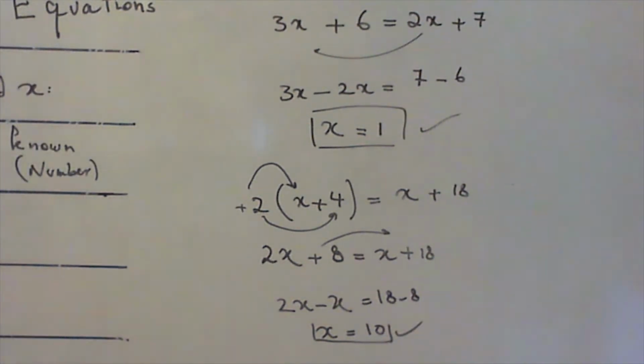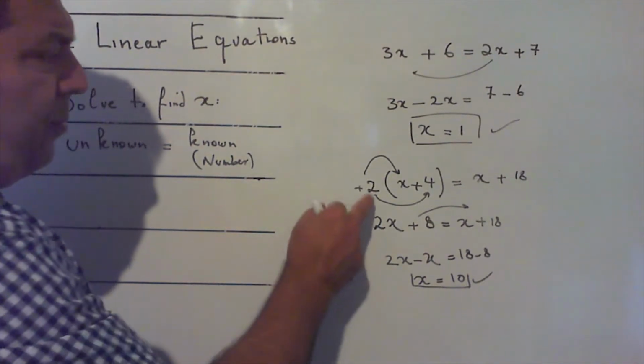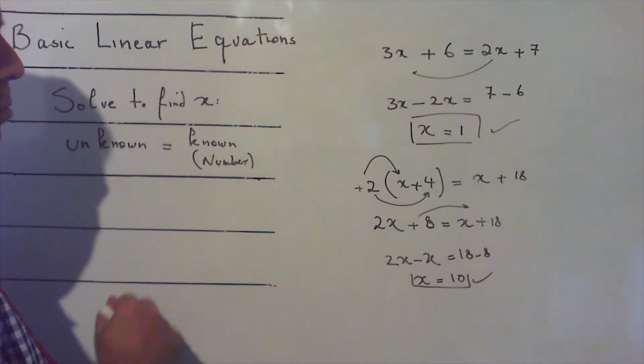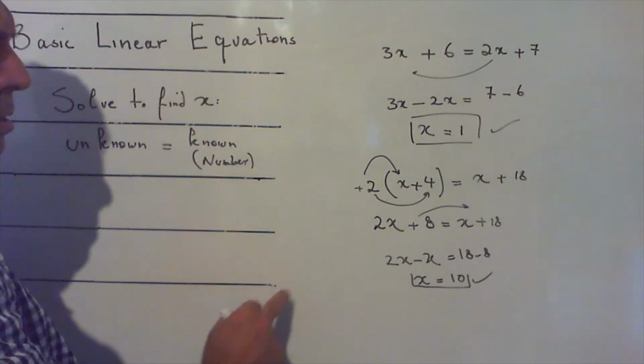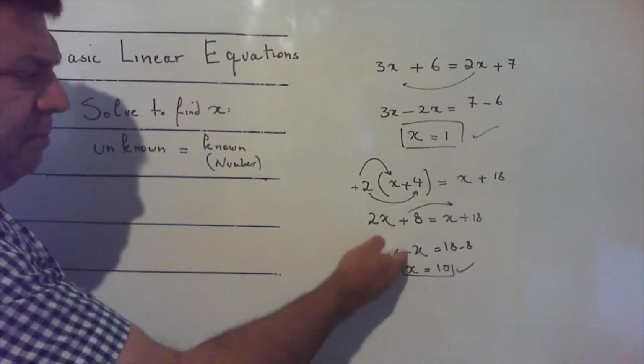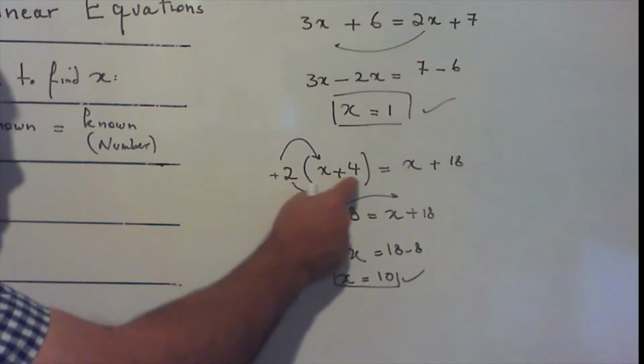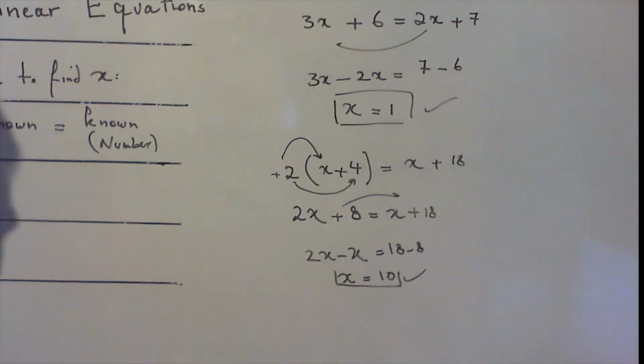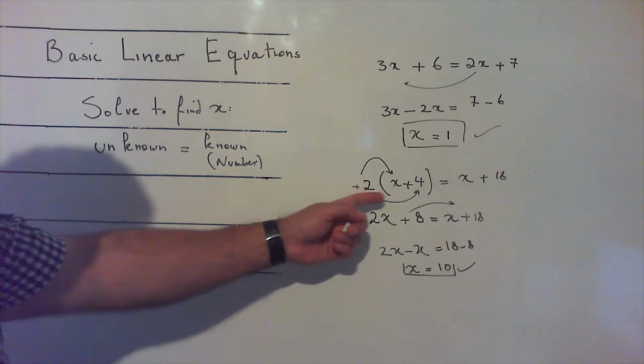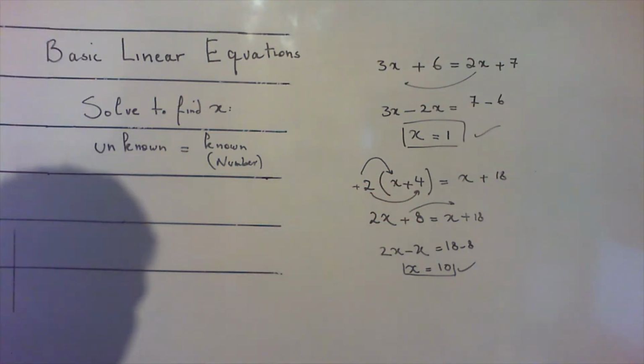And that's the answer. What happened here in the second example, you had a bracket, and in order to solve to find x, I have to expand the bracket and simplify. So expanding the bracket, you multiply the first term and then the second term by whatever is outside the bracket. 2 times x is 2x, 2 times 4 is 8.